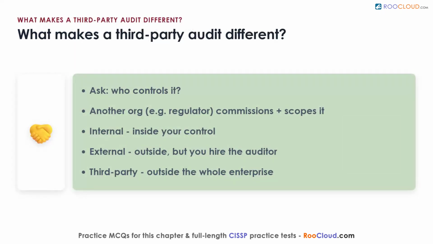What makes a third-party audit different again? The trick is asking who controls it. In a third-party audit, some other organization, like a regulator, commissions the review and sets its scope. You are being audited on someone else's terms.